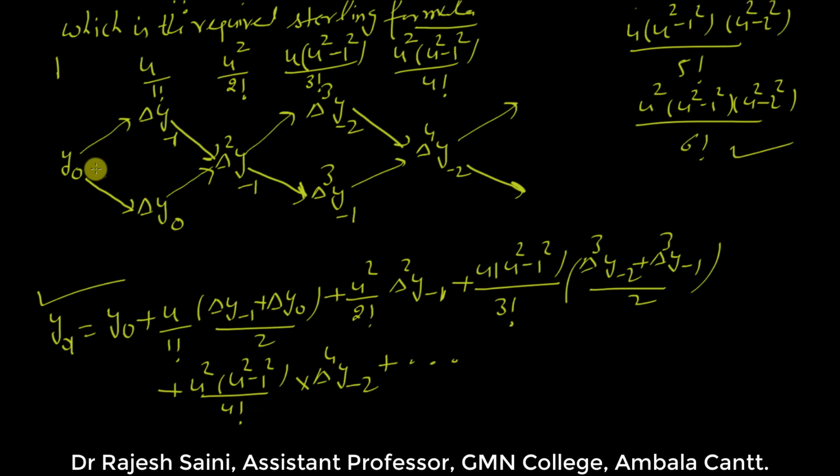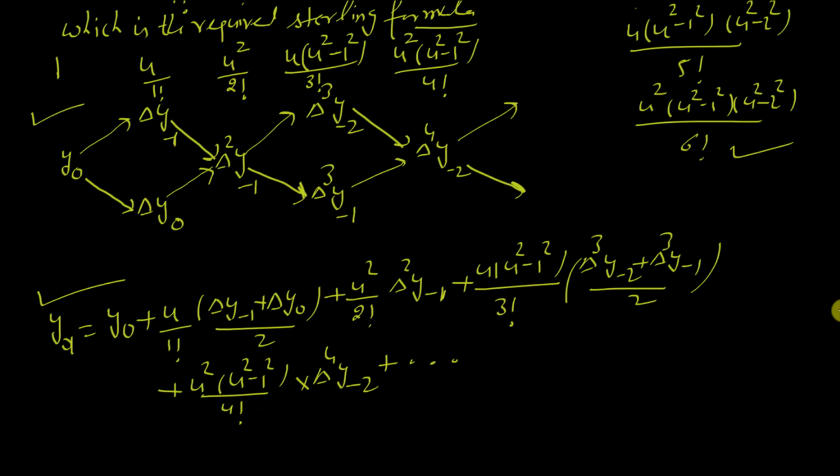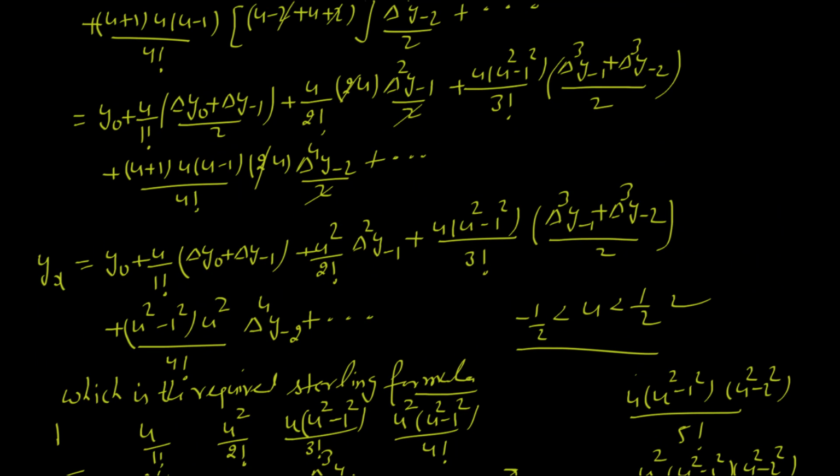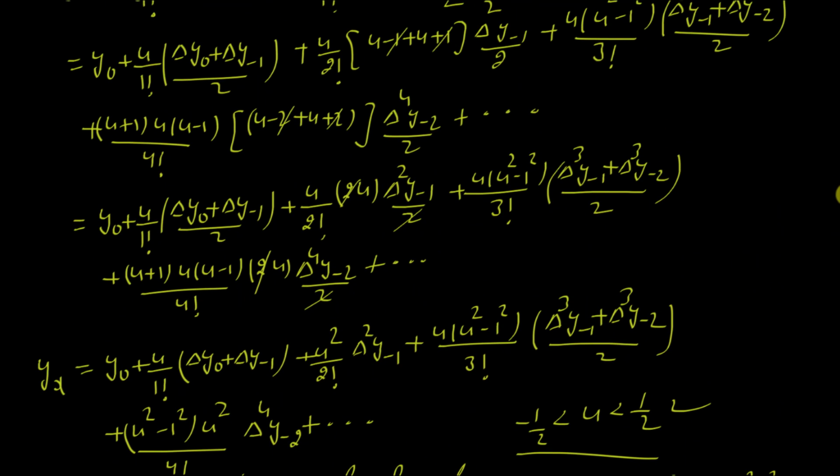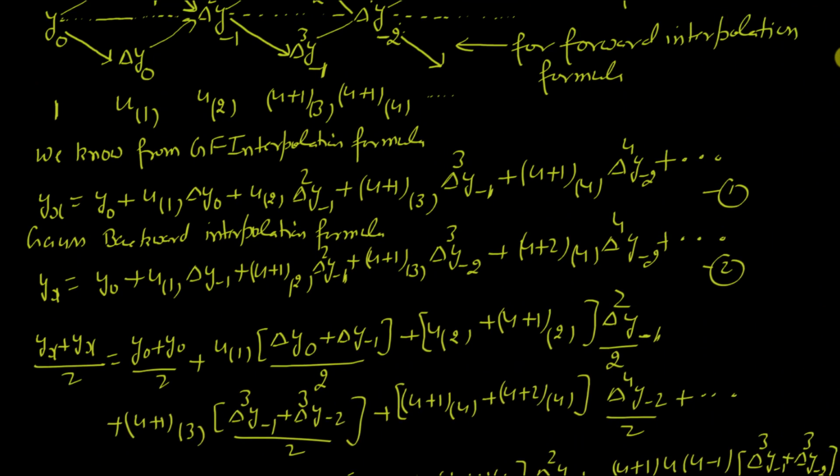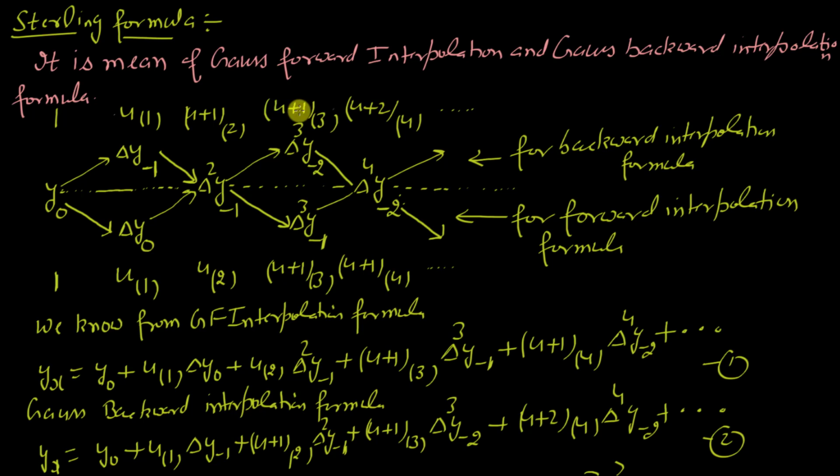So this is the Stirling formula, and if we have to do a numerical problem, we will be writing it with the help of this table. So in this video lecture we have studied the Stirling formula, and it is used when u is between minus 1 by 2 and 1 by 2, and this is a central difference formula. And in this video lecture we also studied how to write the Gauss backward and Gauss forward interpolation formulas with the help of the table, and we have taken their mean to derive the Stirling formula. It is very easy, so I hope you will be able to understand it.